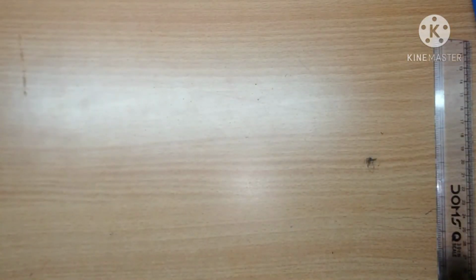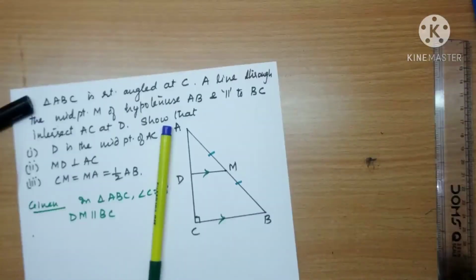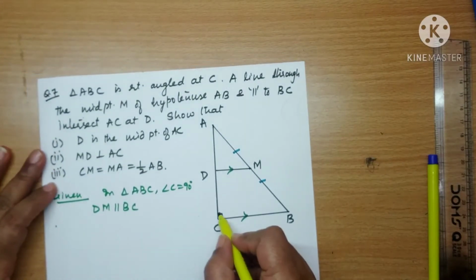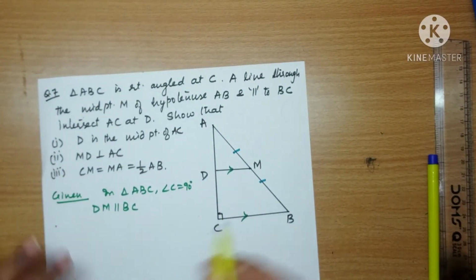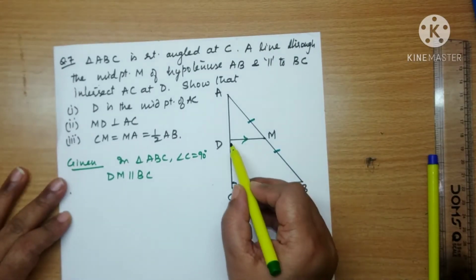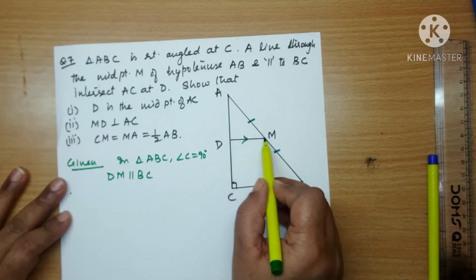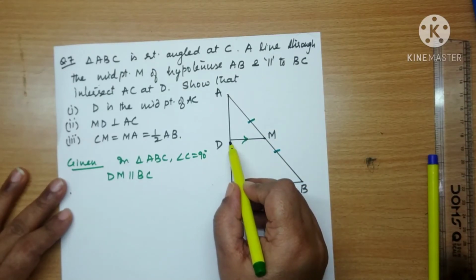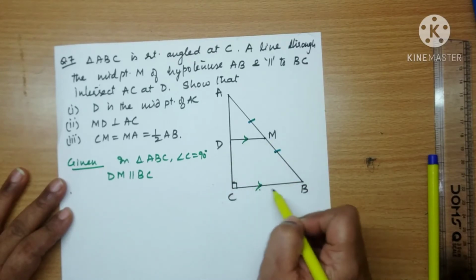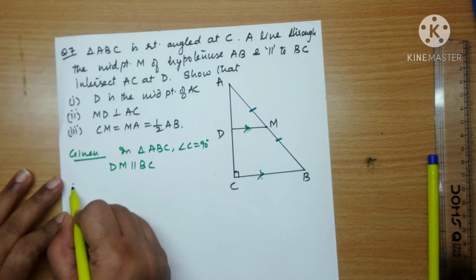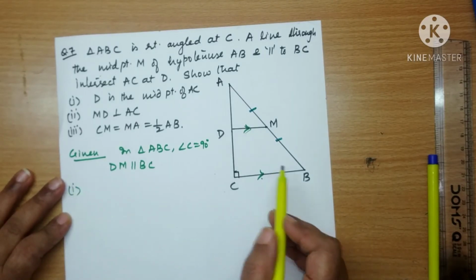Next comes this question. In triangle ABC, question number 7, angle C is 90. Then he says M is the midpoint of the hypotenuse, mark it. Then he says DM, a line through M parallel to BC, meets AC at D. So MD is parallel to BC, we marked it in the figure. Now first part that we need to prove is D is the midpoint of AC.